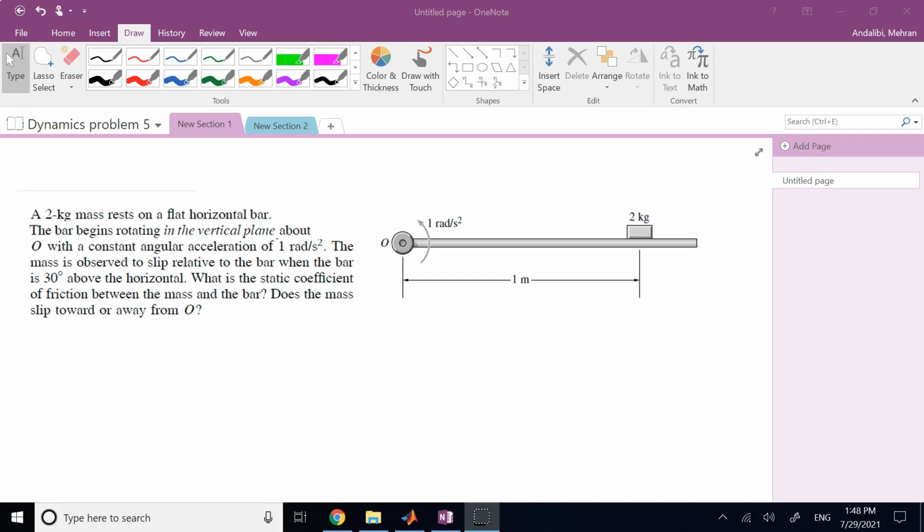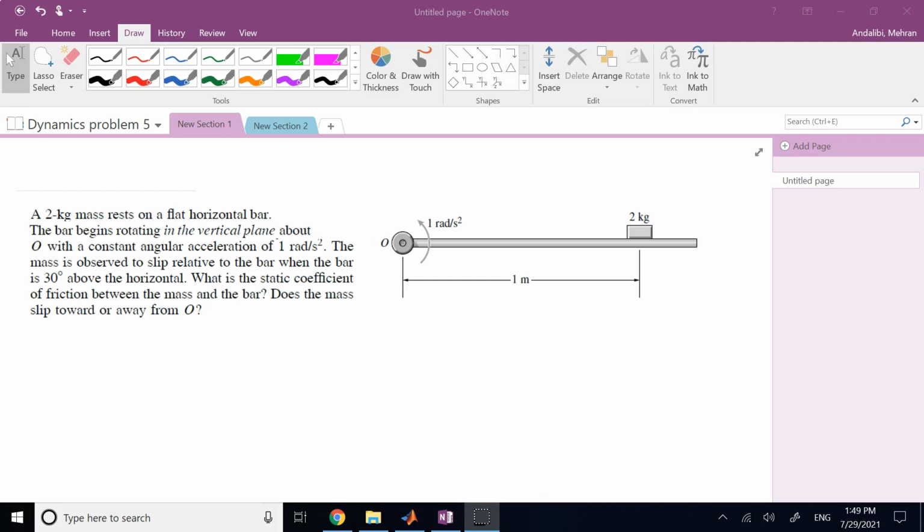When you get to 30 degrees, now this mass starts to radially move. Right? So it's not going to be static friction anymore, it's going to be kinetic after 30 degrees. So you want to find mu s in this problem, and also say that when it starts to radially move, which direction does it go? Is it going to get closer to the origin or further away?